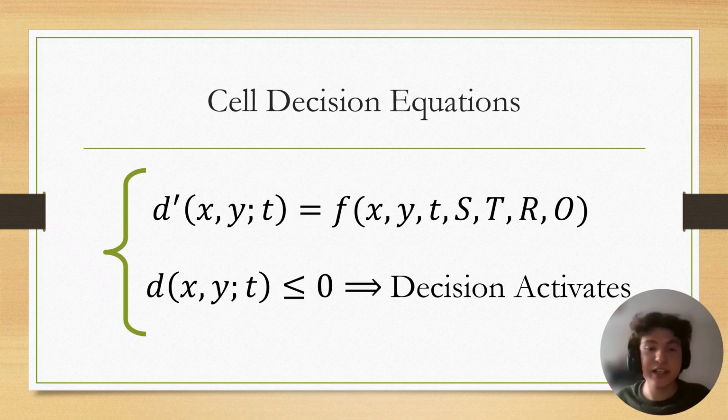Each decision is modeled by a function called D, and we are going to assume that a decision for a cell activates when that variable reaches a negative value. In that instant, the cell in the position X and Y performs the decision for this variable. And the decision function is modeled by an ordinary differential equation, which is going to depend on the position of the cell, the time of the simulation, and the different concentrations of the signals surrounding the cell.